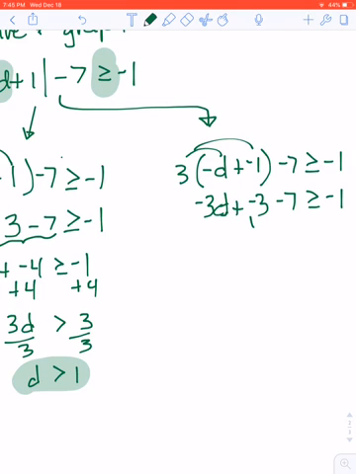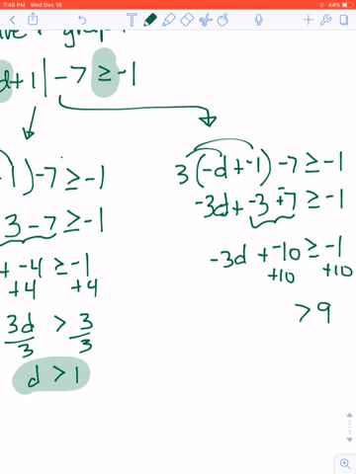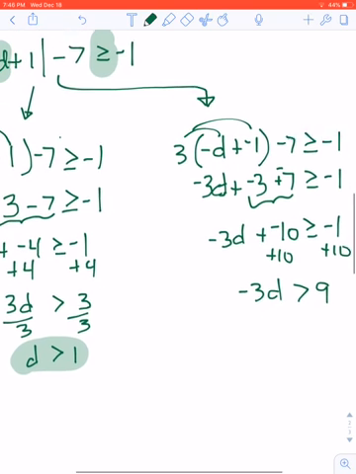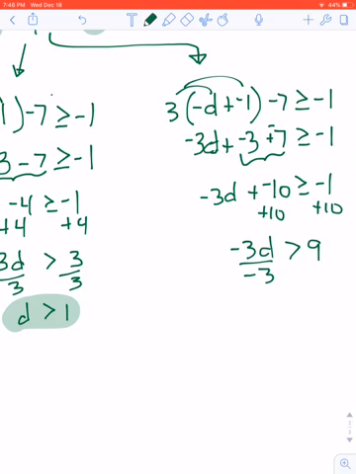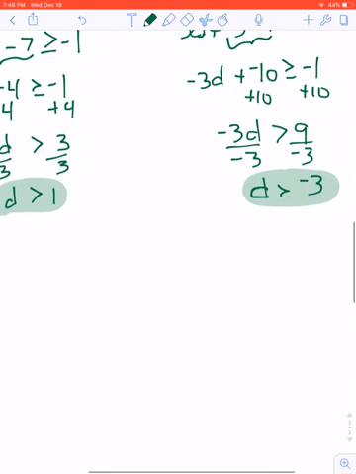Parentheses are out of the way. And now we collect some like terms. And so we have a negative 3d plus a negative 10. Yeah, that's a negative 3 and a negative 7. Adding 10 to both sides to further get the d by itself, we get negative 3d is greater than 9. Finally, dividing by negative 3, we end up with d is greater than negative 3. And so I have my second solution. And we'll graph this on a number line.